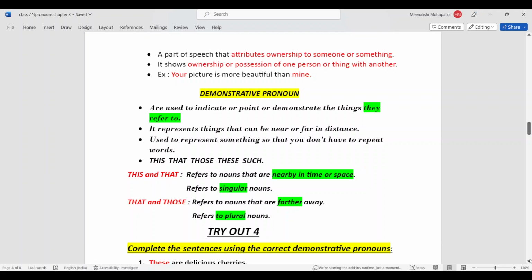This and that, children, refer to nouns that are nearby in time or space, and they refer to singular nouns. That and those refer to nouns that are farther away. They refer to plural nouns. You have to keep this in mind. Now try out four.